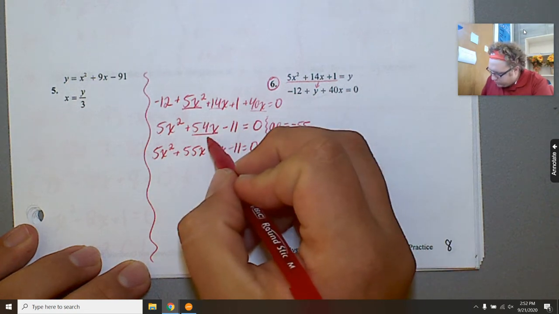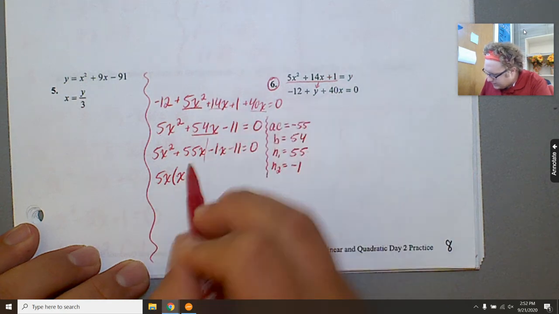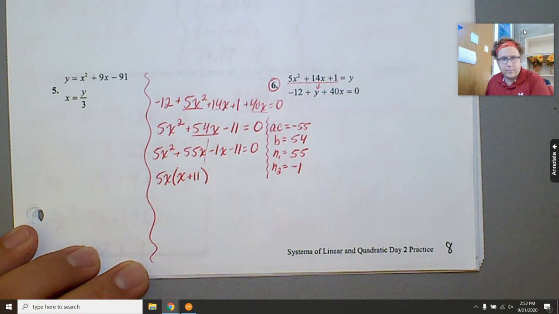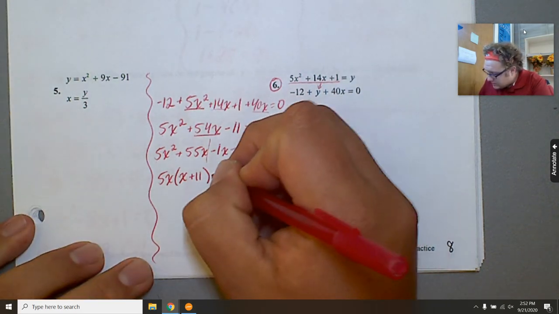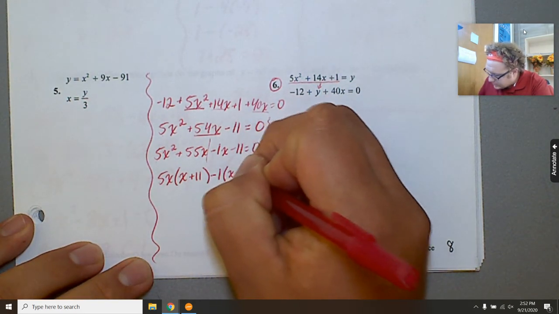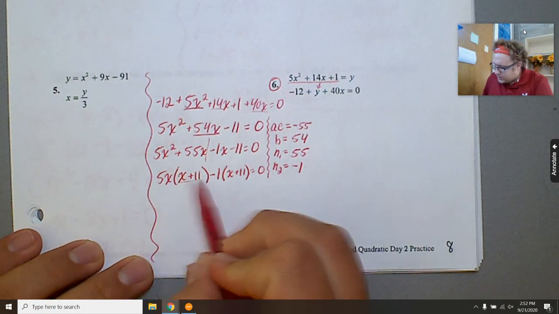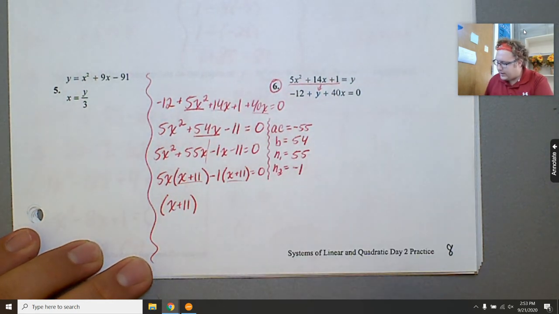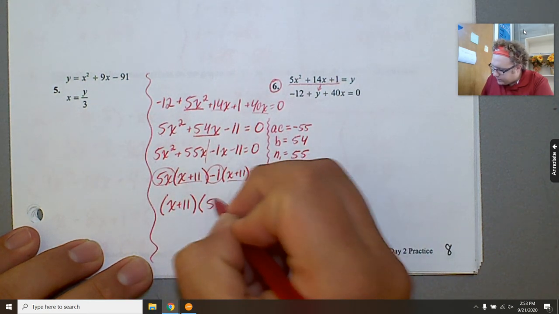So I'm going to factor by grouping. I'm going to group these two. I have 5x, and I'm left with x. And if I divided 55x by 5x, I get positive 11. Over on the other side, negative 1x and negative 11 really don't have anything in common besides a negative 1. So we'll say negative 1 times x plus 11, and we're equal to 0. So you notice x plus 11 shows up here and here. So that is one factor because we saw it twice. And then we're going to group 5x and minus 1 to make our other factor.